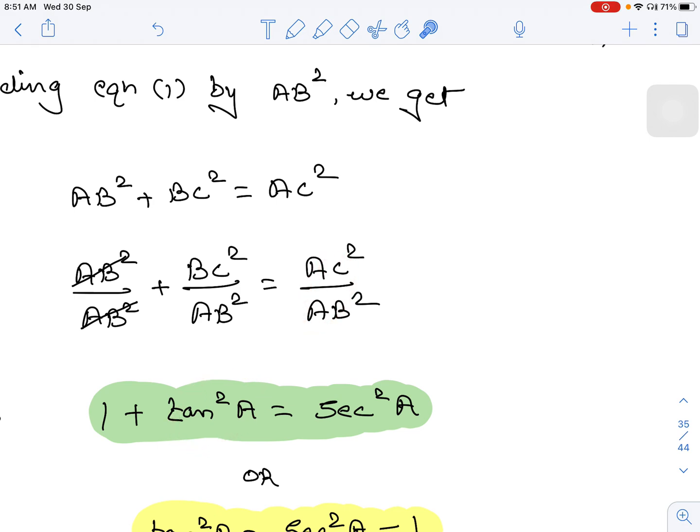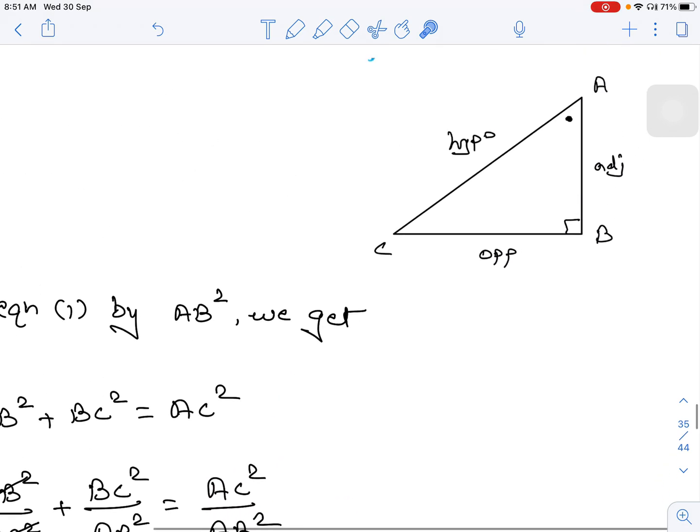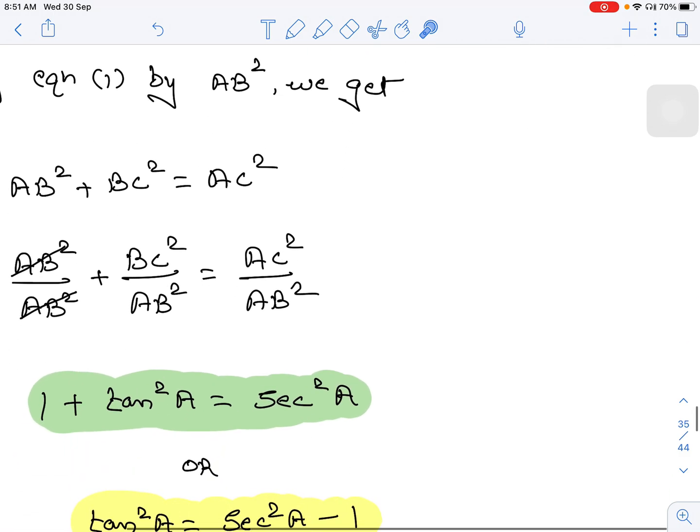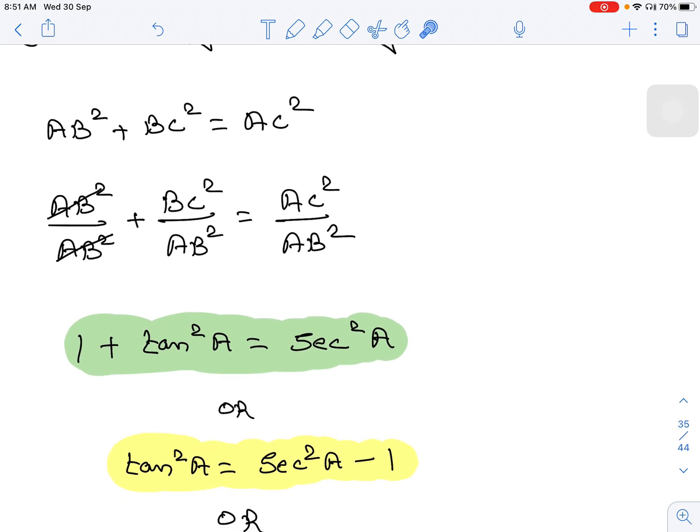Now AC upon AB. So look at this figure again. Now AC is the hypotenuse. AB is adjacent. So hypotenuse upon adjacent. Now which ratio is this one? It is nothing but sec. So what do we get? 1 plus tan square A is equal to sec square A.